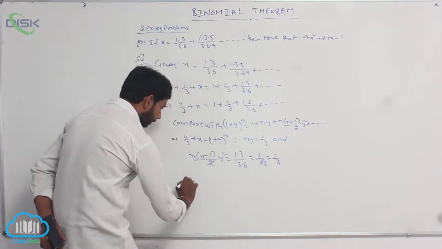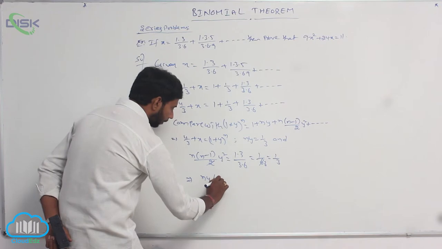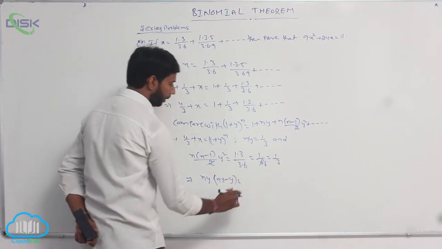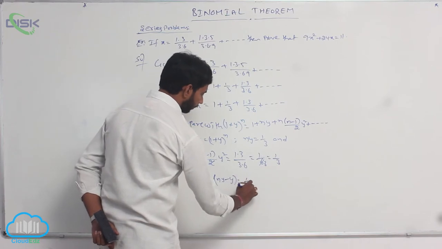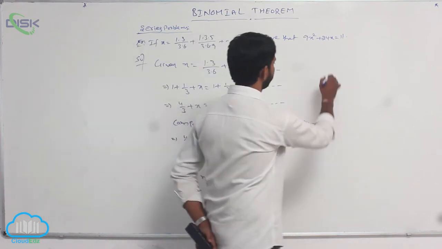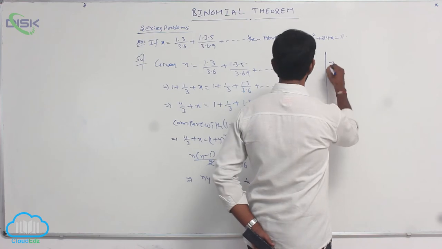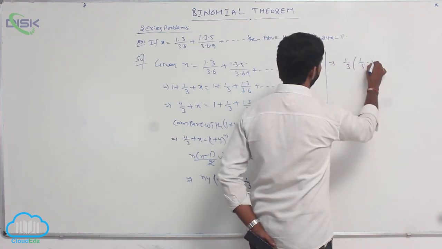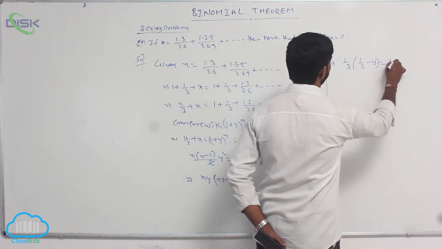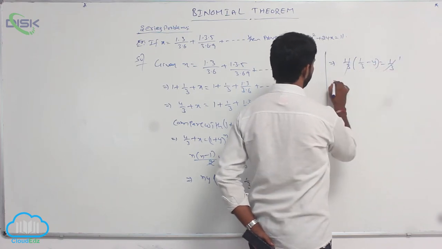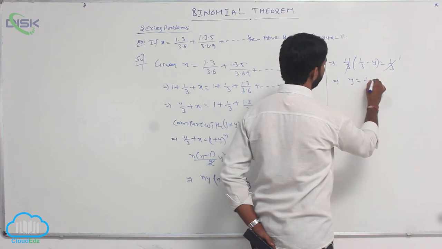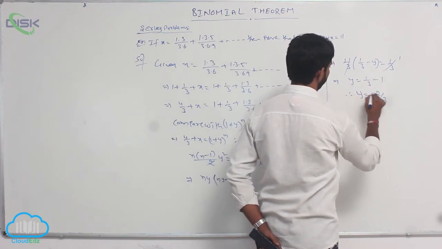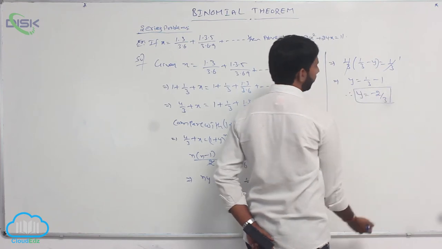It can be written as n y of n y minus y is equal to 1 by 3. Substitute the value of n y, it is 1 by 3 of 1 by 3 minus y is equal to 1 by 3. Here 1 by 3 gets cancelled. Then minus y is equal to 1 by 3 minus 1. Therefore, y is equal to minus 2 by 3.